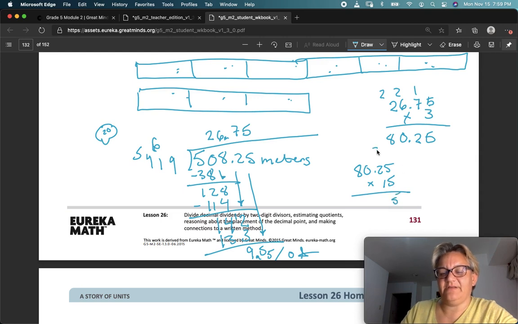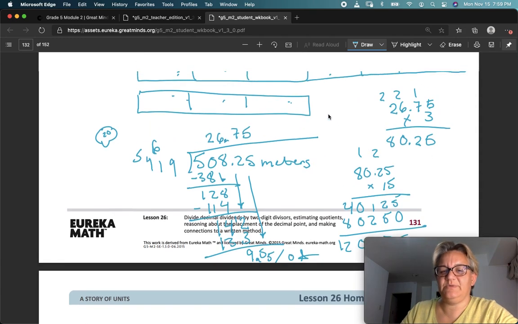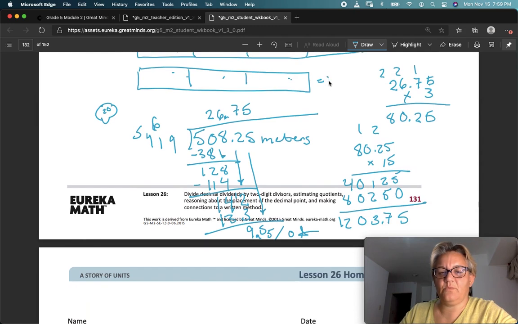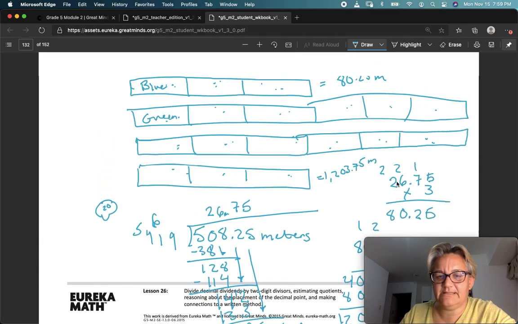This is 25, carry the 2 is 12, carry the 1 is 1 and 40. Then 0 is 5, 2, 0, 8. Then 5, 7, 3, 0, 12. Okay, which would make the green one worth 1,203.75 meters. Now, oh, that is definitely not right. Right? That's definitely not right.